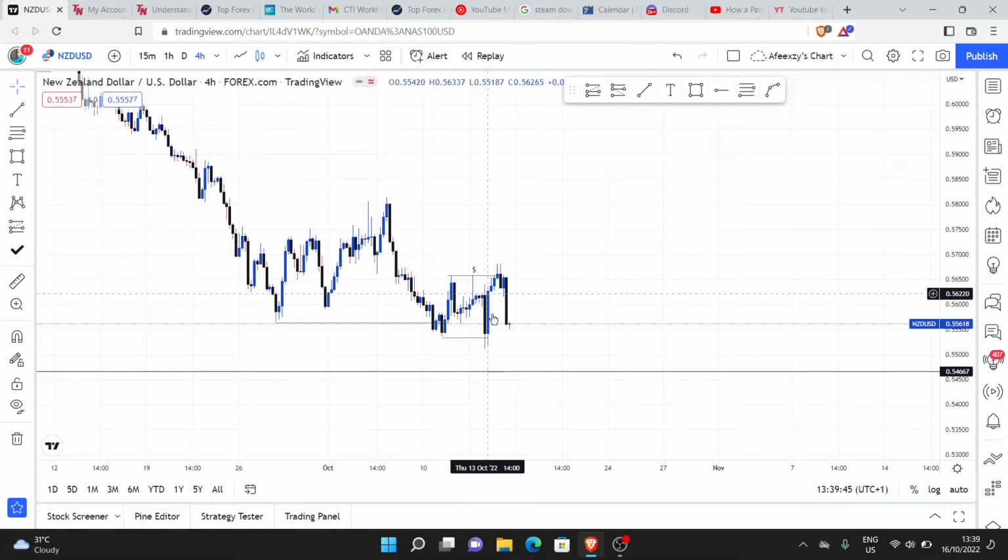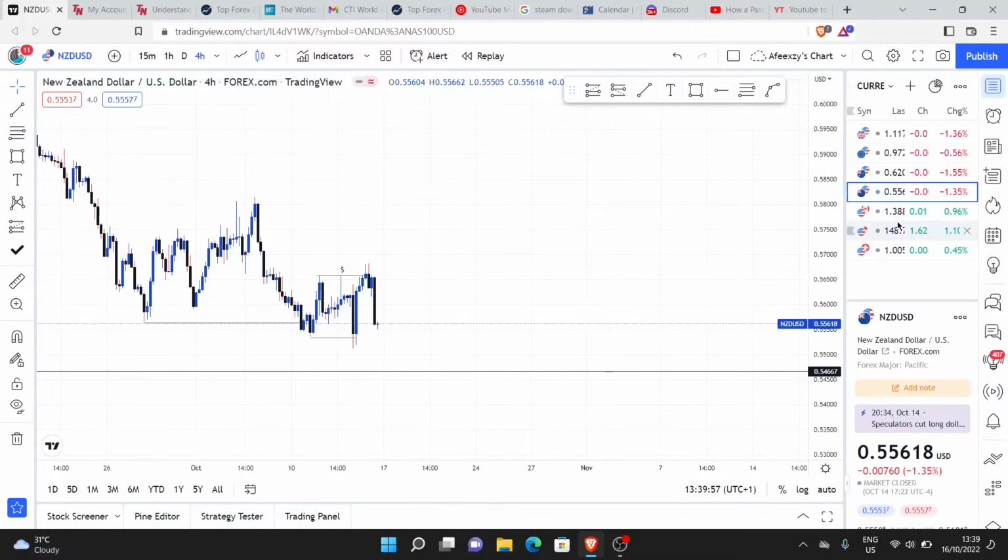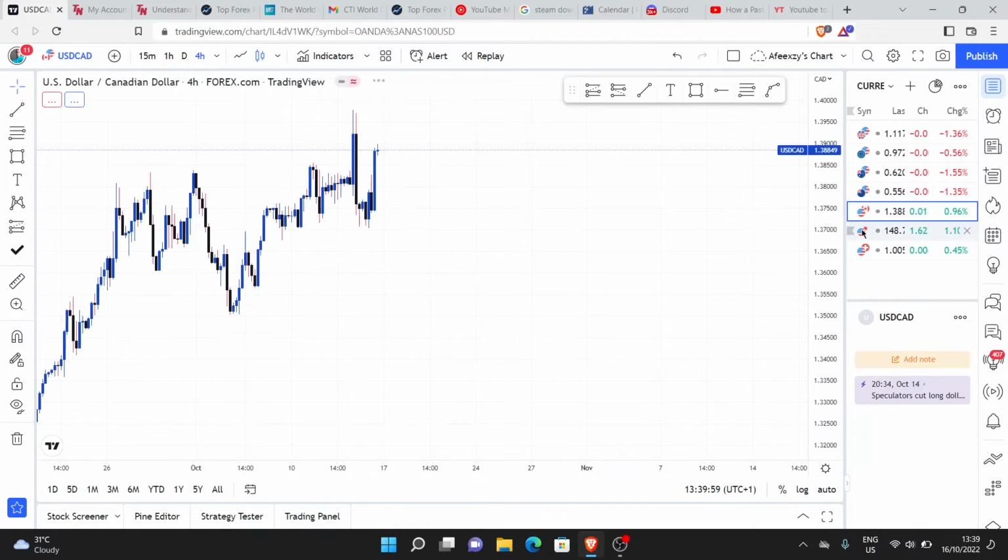So right here, I'll just stay on the sideline, but overall, I'm bearish on NZDUSD. Here is our next target to be cleared, 0.54. Now let's go to our next pair, which is USDCAD.